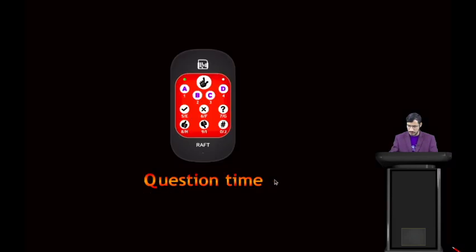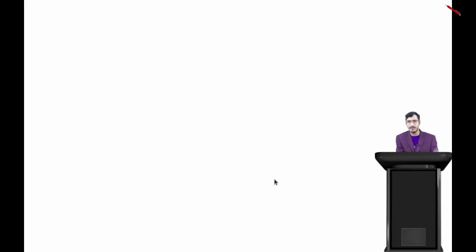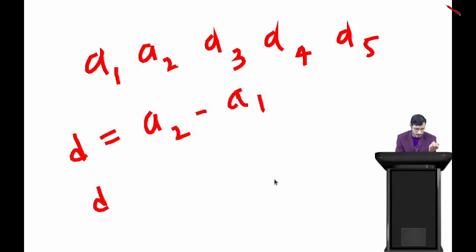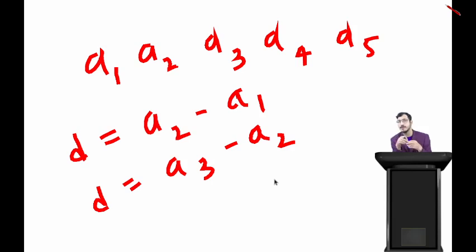The property of arithmetic progression, remember always, is that the common difference is the same in an AP. Suppose we have an AP a1, a2, a3, a4, a5. The common difference is equal to a2 minus a1, or the common difference is a3 minus a2. That means the common difference between two consecutive terms is always the same. It's a basic property of an AP. Remember always this property.